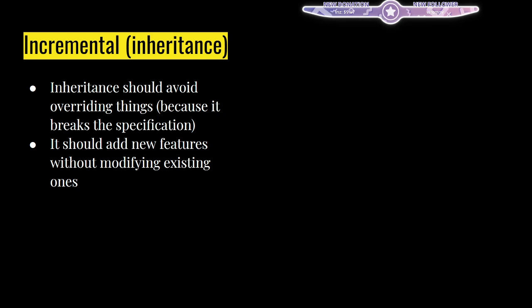Regarding inheritance, as we said, if we override behavior incorrectly by having behavior that suddenly does things that it shouldn't do, like has extra validation that was not in the initial contract, it breaks the specification. So rather than overriding stuff in inheritance, we should focus on adding new things. So incremental inheritance, if we manage to design it like that, is all right.